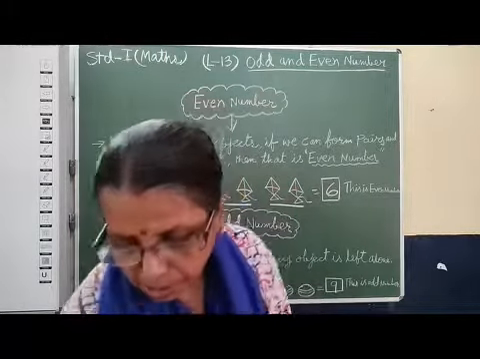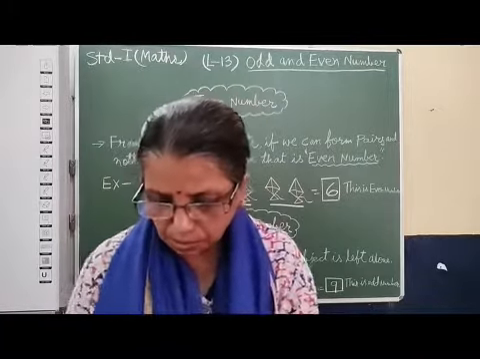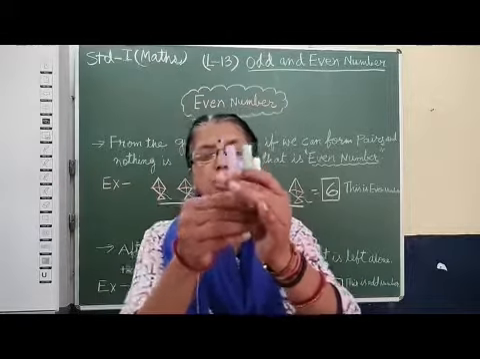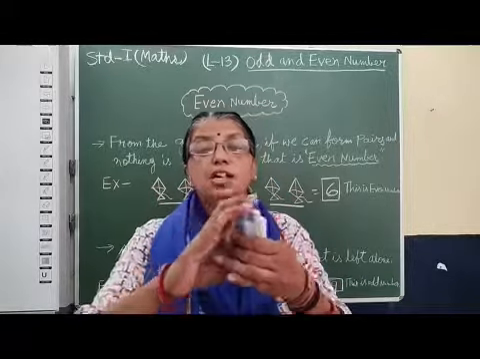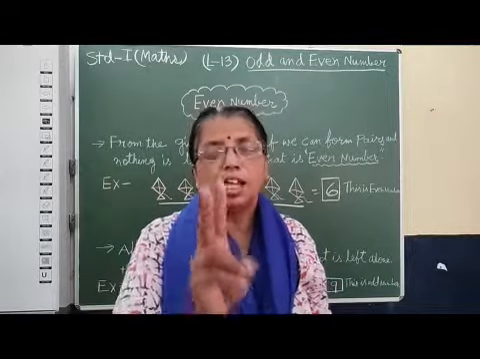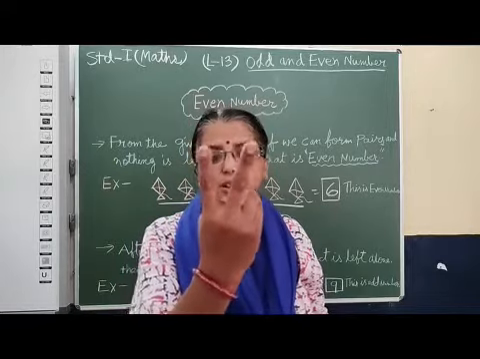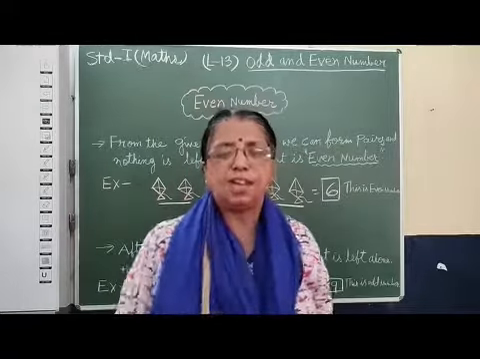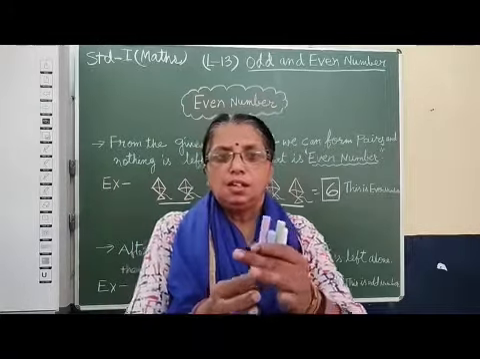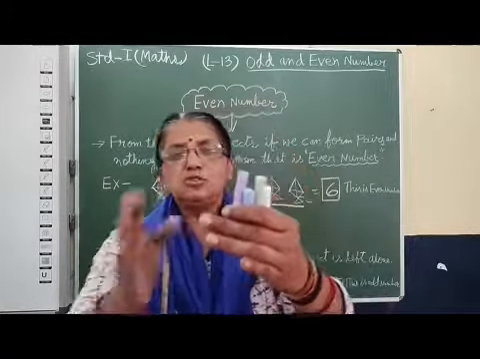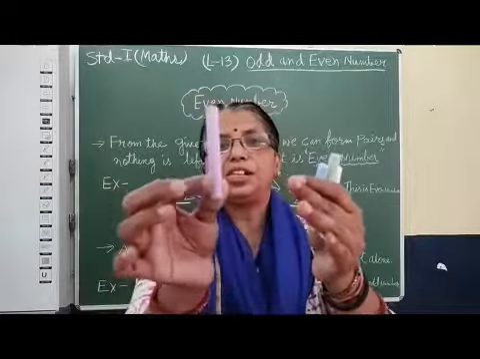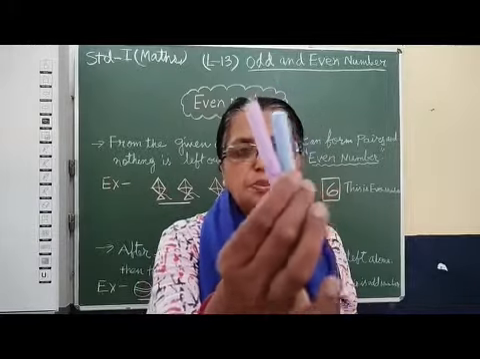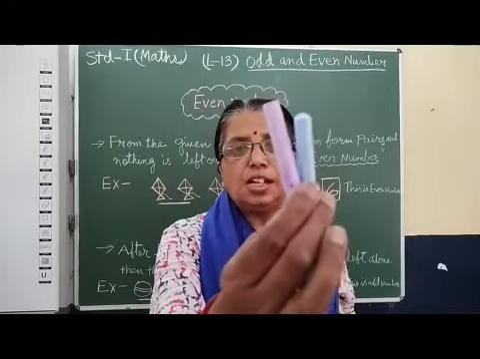How? Suppose I am showing you here 4 chalks. You wear shoes in a pair. That means two objects make one pair. Two shoes make one pair. So these 4 chalks want to make friends. This purple chalk and blue chalk, one friend, they make a pair. They have joined in twos.